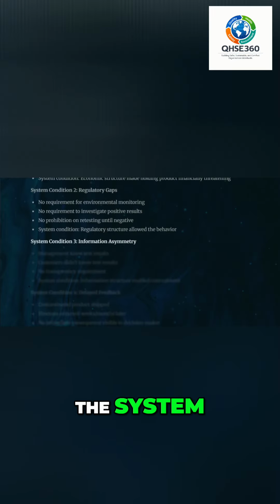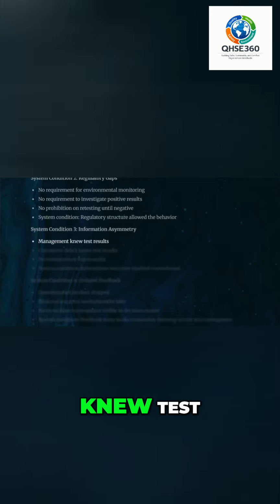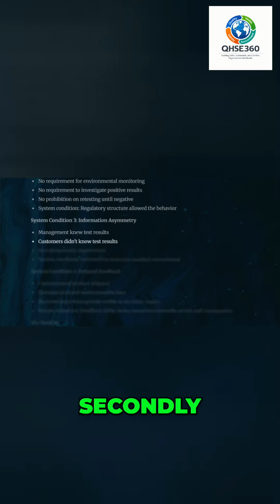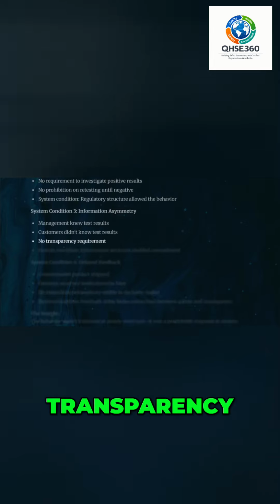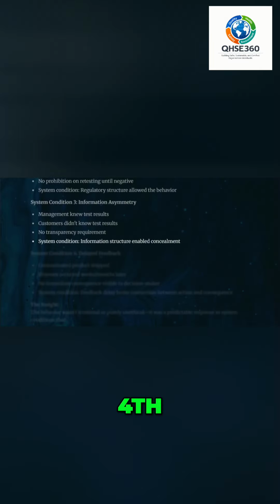Let's look at system condition number three, information asymmetry. Okay, first, the management knew the test results. Secondly, the customer didn't know the test results. Thirdly, there were no transparency requirements there. And fourth, the system condition: the information structure enabled the concealment, right?